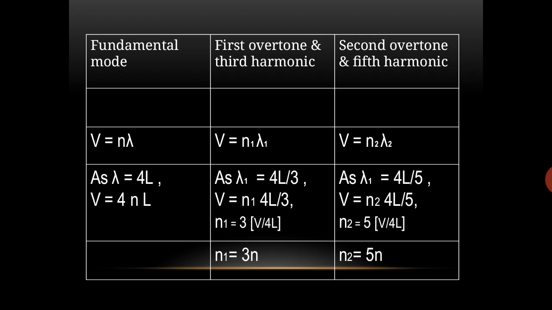Thus, for an air column closed at one end, only odd harmonics are present as overtones. So, you need to understand this. In this one correction is there. In the second overtone and fifth harmonic, there should be lambda 2, not lambda 1. It is a printing mistake. Please correct it.